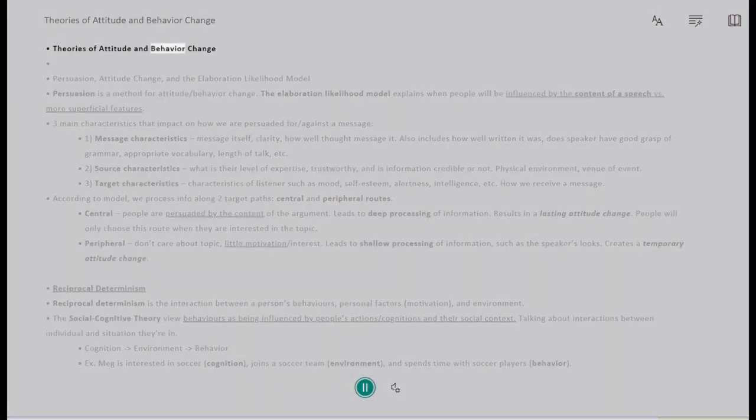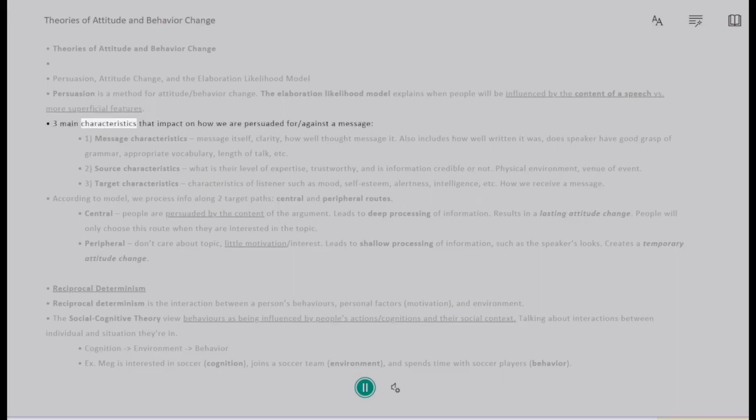Theories of attitude and behavior change. Persuasion, attitude change, and the elaboration likelihood model. Persuasion is a method for attitude and behavior change. The elaboration likelihood model explains when people will be influenced by the content of a speech versus more superficial features.